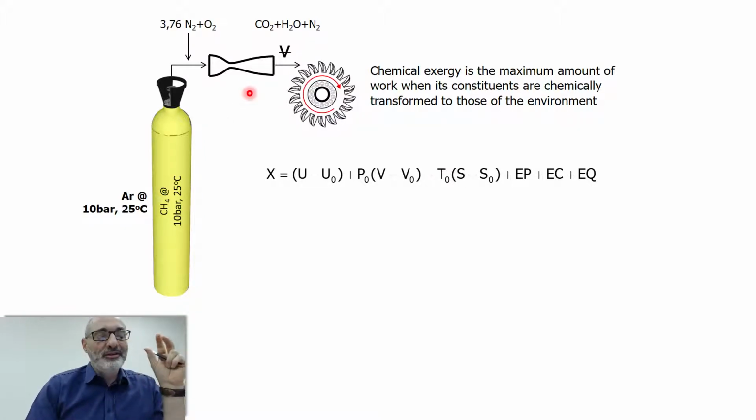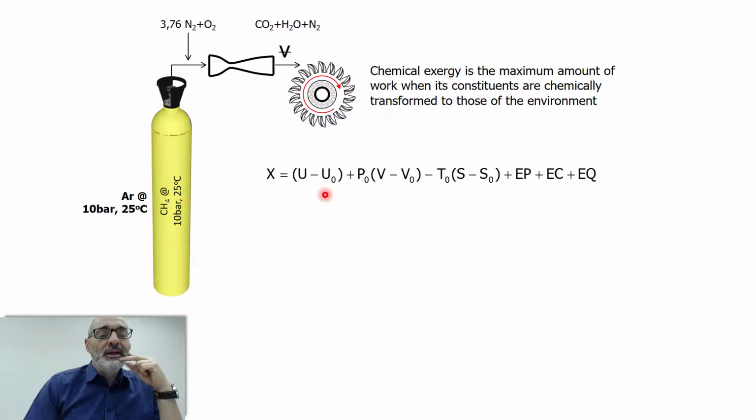Let's consider one of the questions. We had methane at 10 bar, 25 degrees, and the environment is air at 10 bar, 25 degrees. So I can burn this methane with oxygen present in the air. It also has nitrogen. I still get a lot of heat from this, and this heat can be used to accelerate the flow. This flow is going to drive this turbine here. So let's analyze all transformations.